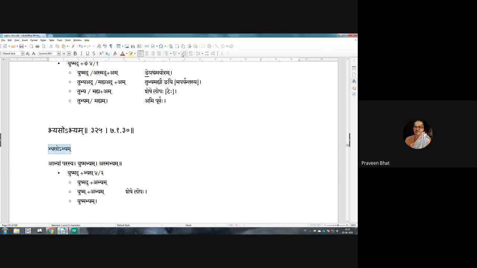Bhyasobhyam. Bhyasobhyam is the next sutra. See, almost every pratyaya is replaced. Every pratyaya has a change or Anga has a change or both have changed. So many sutras for Yushmad and Asmad. So Bhyasobhyam, when Bhyas is added, what is the Adesha? Bhyam is the Adesha.